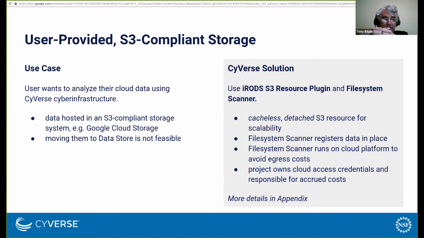As you saw in the previous talk, the file system scanner would register the data in place, and it would run on the cloud platform to avoid egress costs during the MD5 checksum generation. And of course, the project would own the cloud access credentials and could cut us off at any time, but importantly, they are responsible for the accrued costs of keeping the data in the cloud.